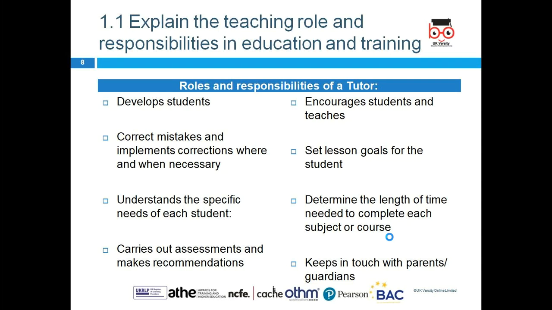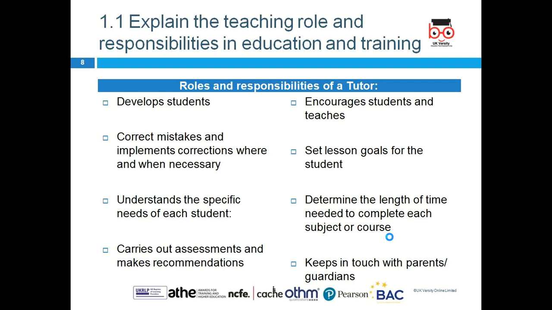And then they'll go ahead and set a plan in place to help them, to intervene and to give them a bit more of a session where they can work up towards their potential. They'll correct any mistakes, and then they'll implement any corrections. They know the specific needs of each student because they've carried out that assessment.